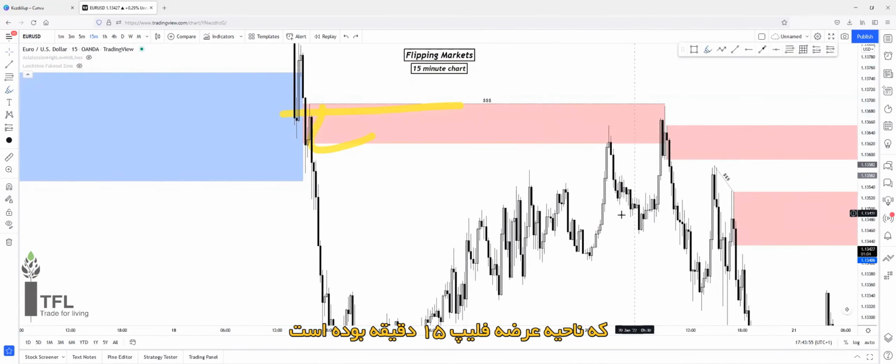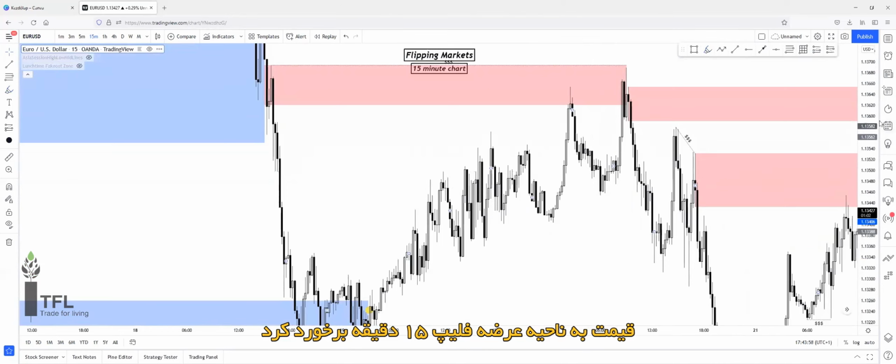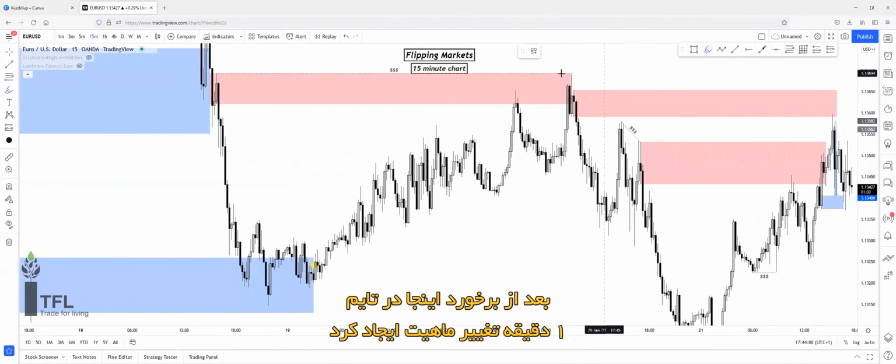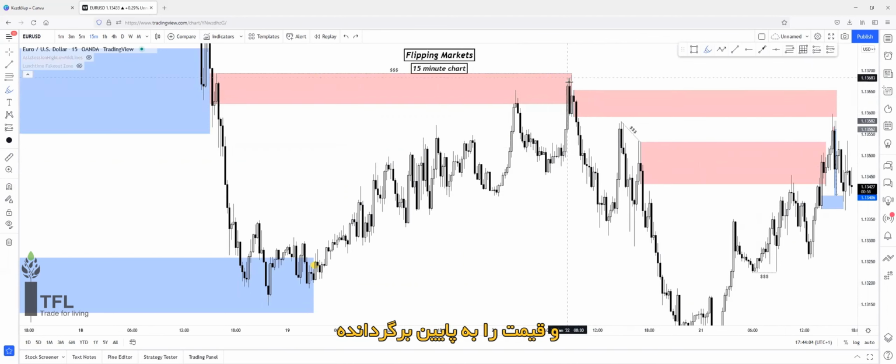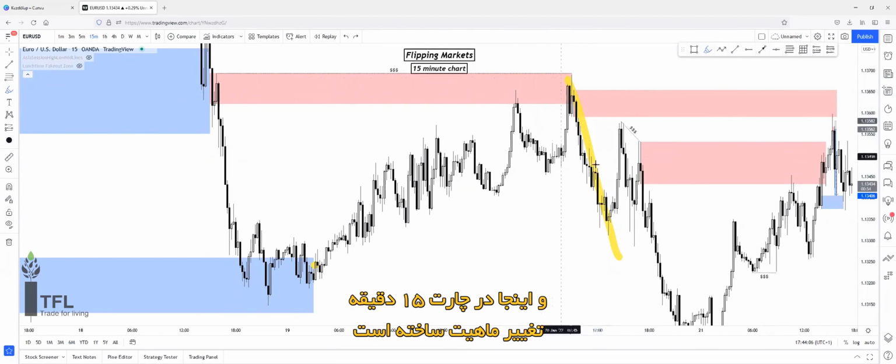Price tapped the 15-minute supply zone, the flip zone, and after a tap, it changed character here on the 1-minute chart and reversed price to the downside and created a change of character on the 15-minute chart right here, as you can see.